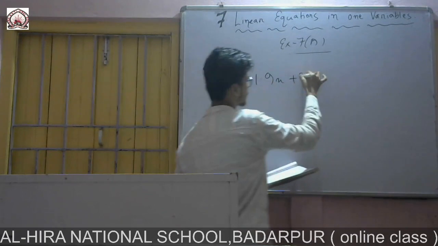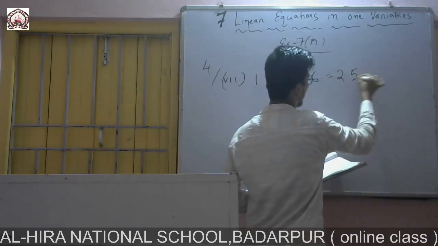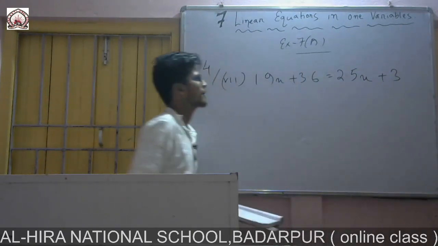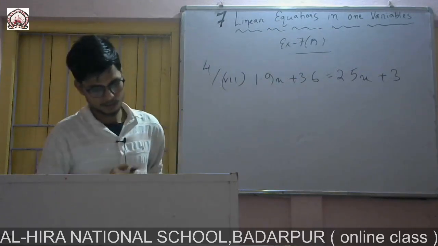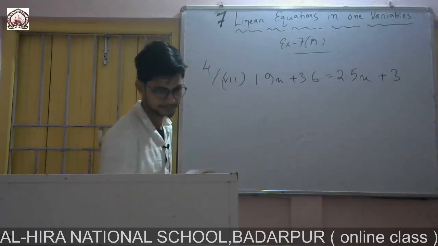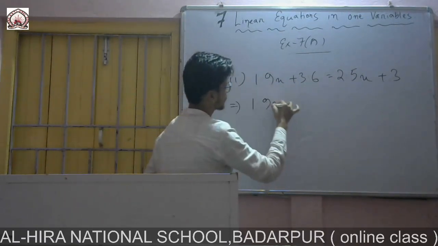1.9x plus 3.6 equals 2.5x plus 3. So first of all, I will take this one to this side.